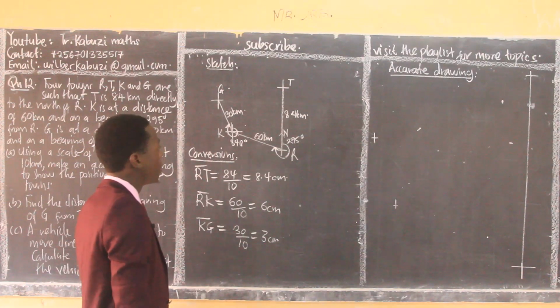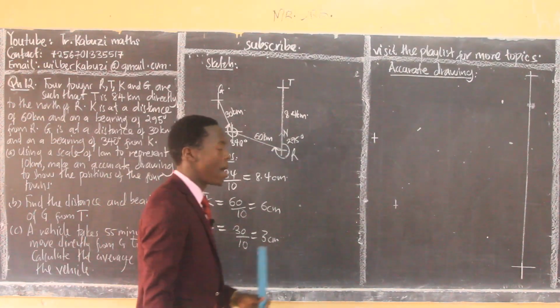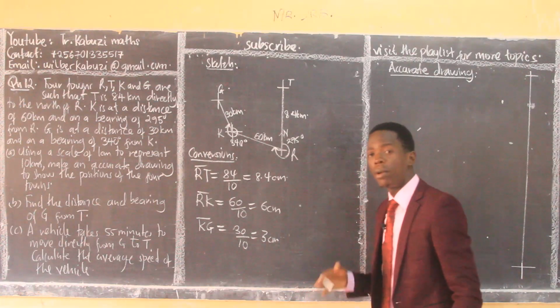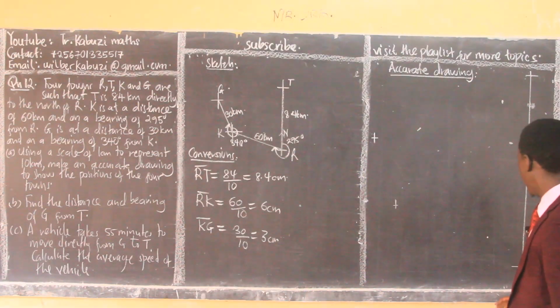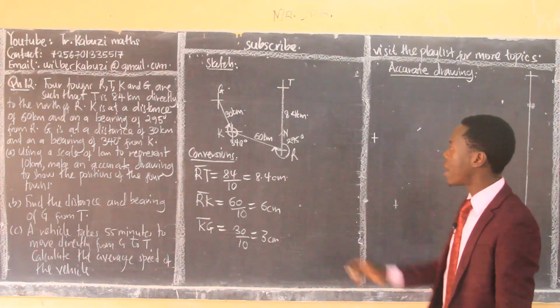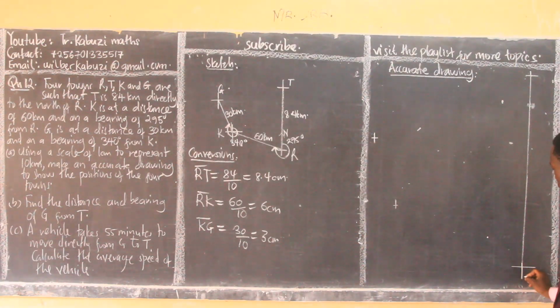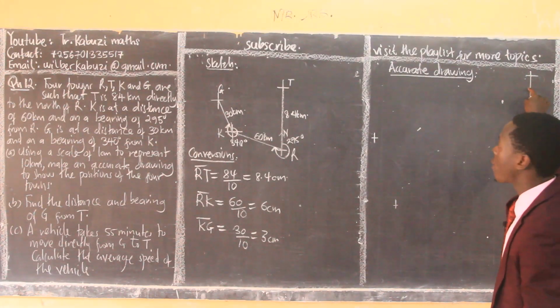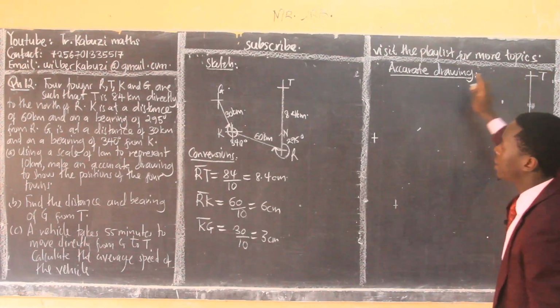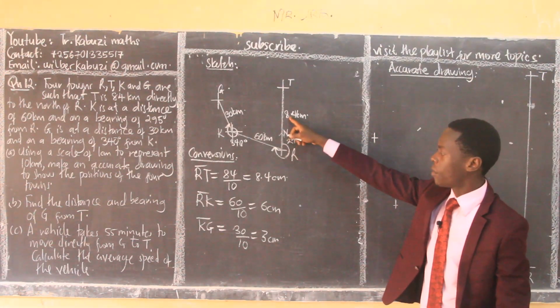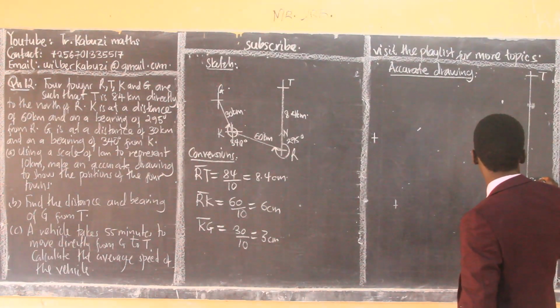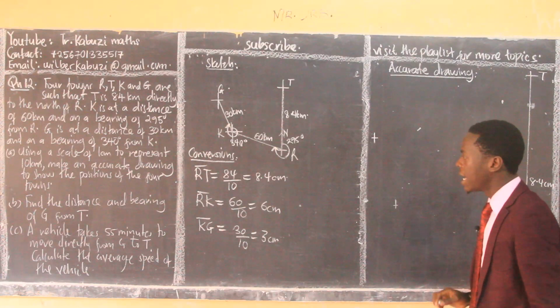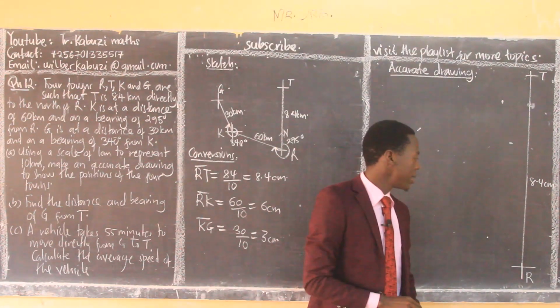Now from there, we move to our accurate diagram. Now on our accurate drawing, we put there the centimeters, these conversions that we have made. So now, this is going to be my R here. But on that R, up north of R, I'm going to be having town T. Town T is 84 kilometers, which when I convert it is 8.4 centimeters.